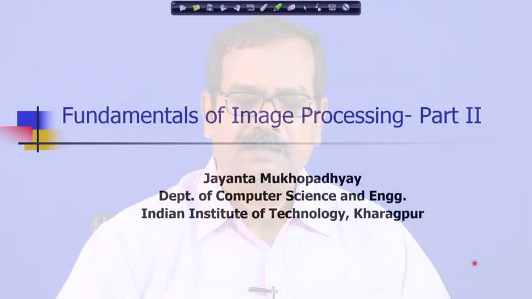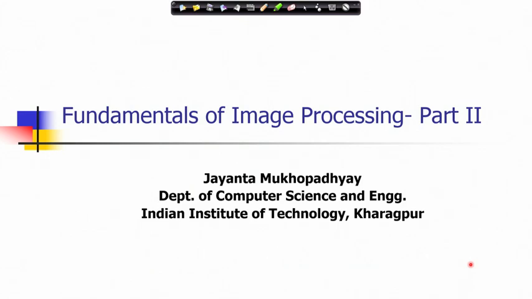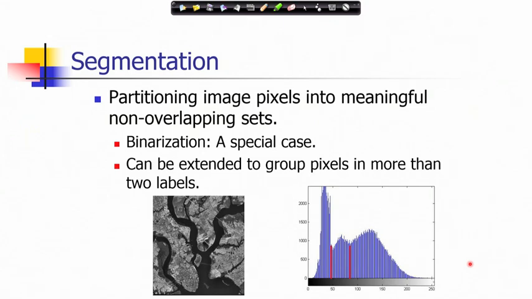We will move to the next part of this particular topic. We are still overviewing some of the fundamentals of image processing, and we will start with the concept called segmentation. Now, segmentation is partitioning of image pixels into meaningful non-overlapping sets. The binarization process we discussed earlier is a special case of this segmentation.